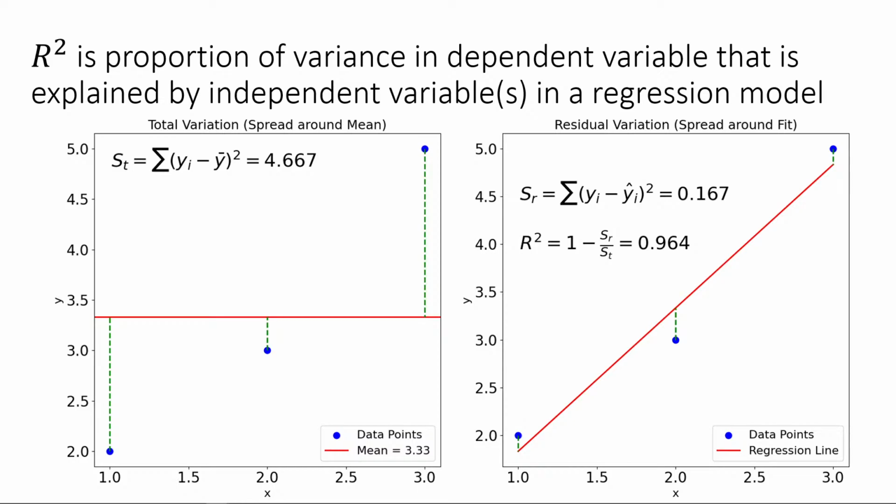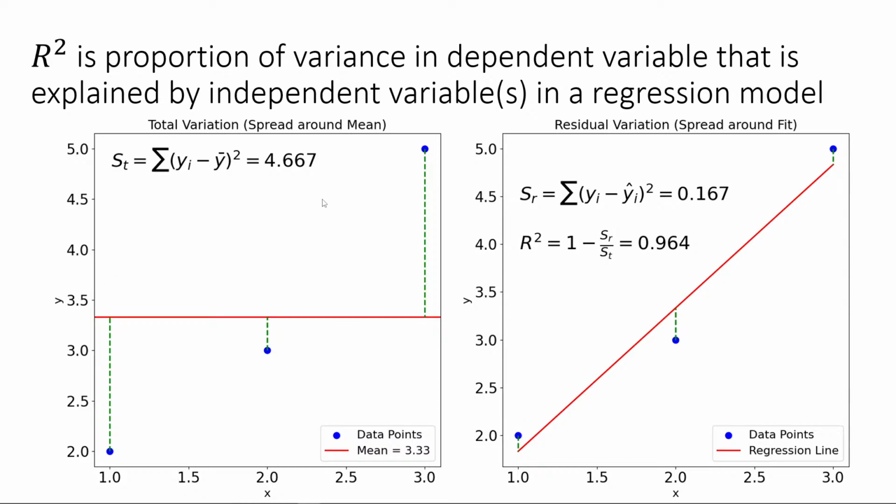That's the summary of it. As SR approaches ST, your R squared will be 0. This means that you don't have a good model. Your independent variable cannot explain your dependent variable. And as SR approaches 0, R squared will approach 1. This means you have a perfect fit.